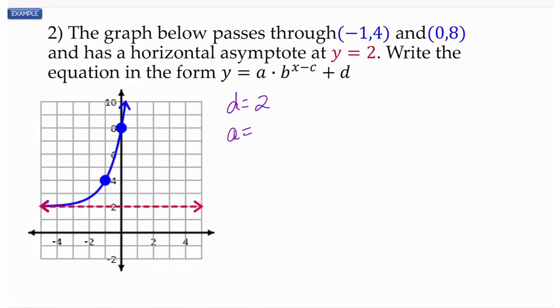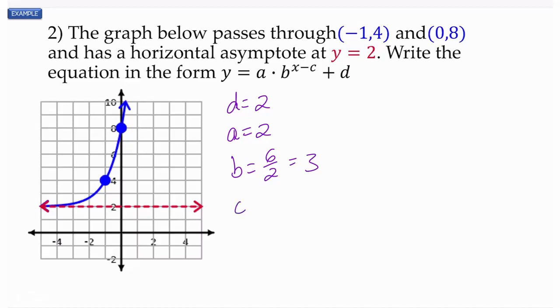The a value, again, is going to be the distance of the first reference point down to the asymptote, so that's 2. The b value is going to be that ratio. Now I see that this is exponential growth, so this distance here from 8 down to 2 is a distance of 6. And this reference point down to the asymptote is a distance of 2. So that's going to be 6 divided by 2, so 3.